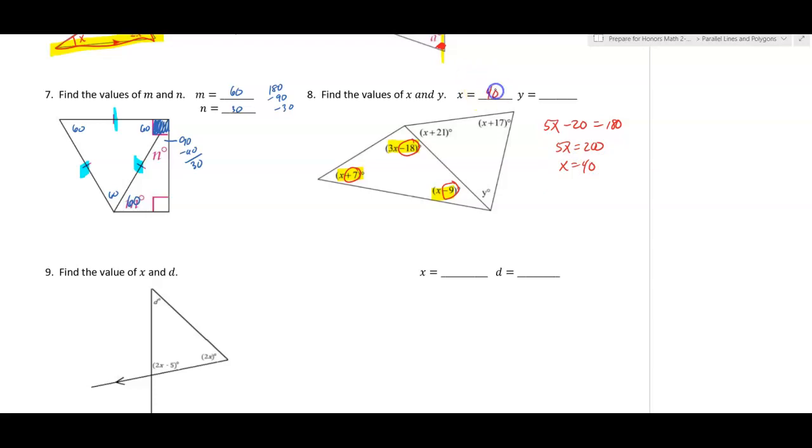So we have x. How do we find y? Well, what I'm going to do now is plug x back in to the other triangle. So 40 plus 21, this angle is 61 degrees. 40 plus 17, this angle is 57 degrees. So now to find y, 180 minus 61 minus 57, and that would give you 62 degrees.